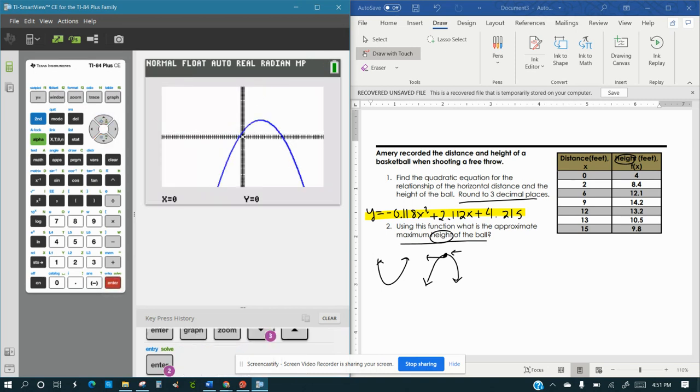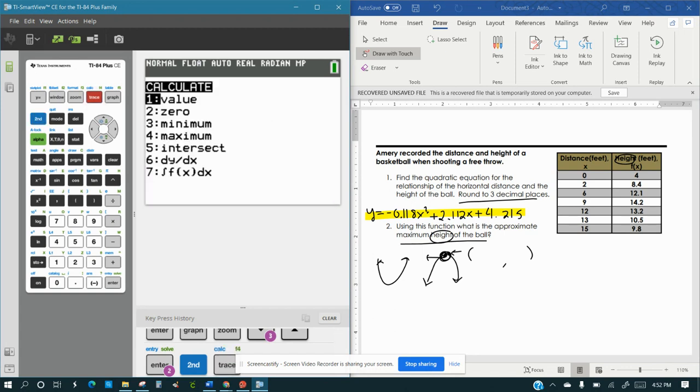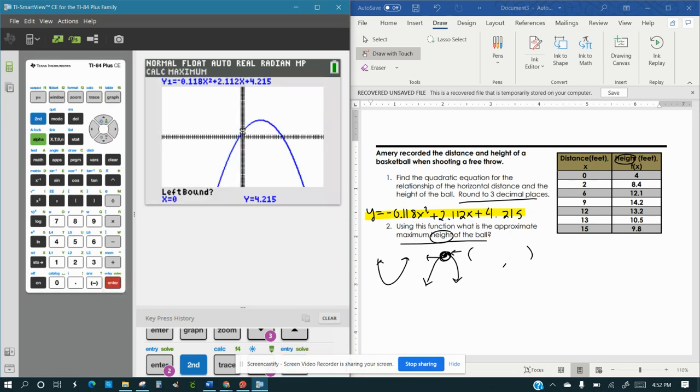And I can now see my maximum value. So now that I can see the maximum value, let's go calculate what this point actually is. Let's calculate that coordinate. So we're going to go to second and trace. That'll be our calculate menu, and if we look at number 4, that says maximum. So let's click enter on maximum.